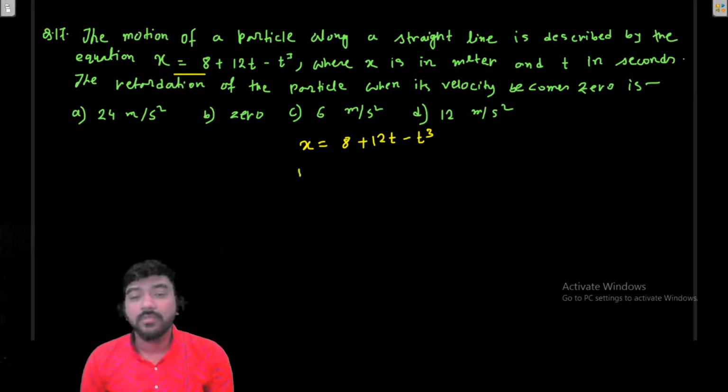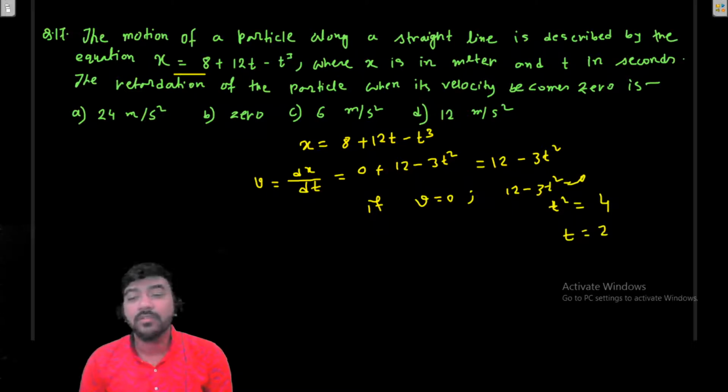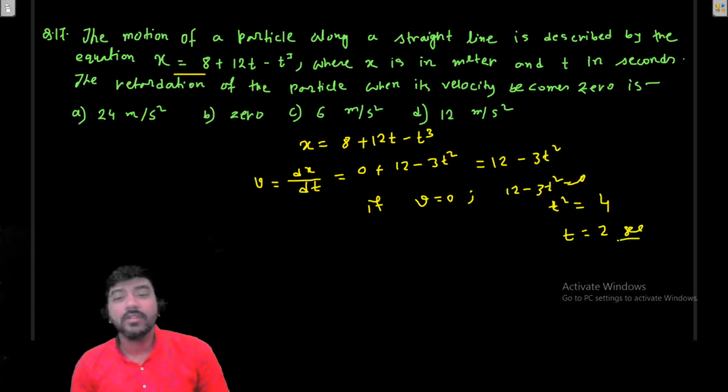So what is the velocity? If you take dx/dt, you will get velocity. So v is equal to dx/dt, which is 0 plus 12 minus 3t square. If v is 0, then we will get the time for which v is equal to 0. So 12 minus 3t square is equal to 0, so 3t square is 12, t square is 12 by 3, that is 4. So t is equal to 2 seconds. So after 2 seconds, the velocity will be 0.